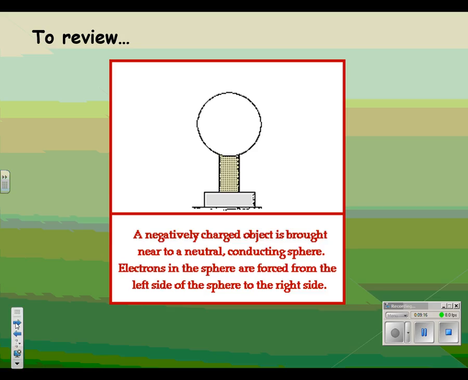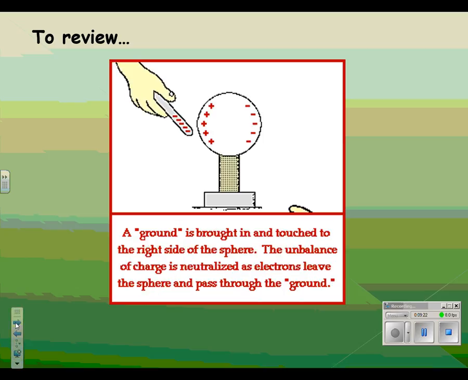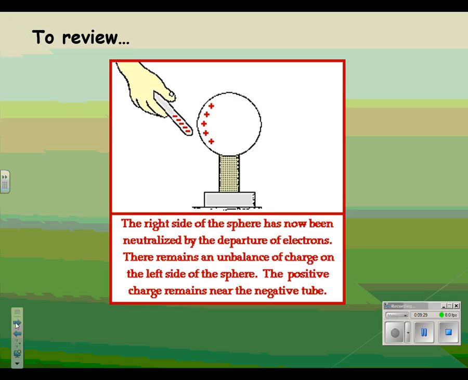So to review, a negatively charged object is brought near a neutral conducting sphere. Okay, so the particles will then separate. The electrons will move to the opposite side. If you bring in a grounding wire, those electrons will escape because they want to get as far away from this negatively charged rod as they can.